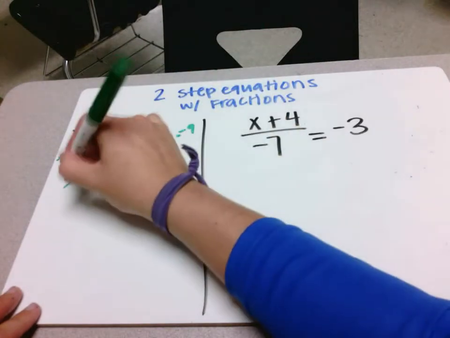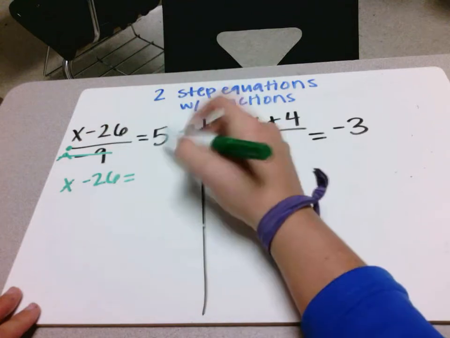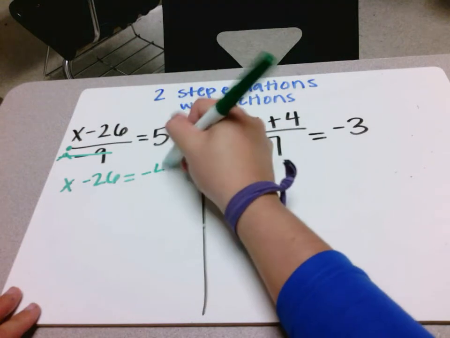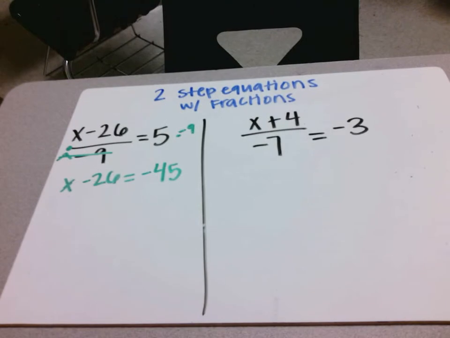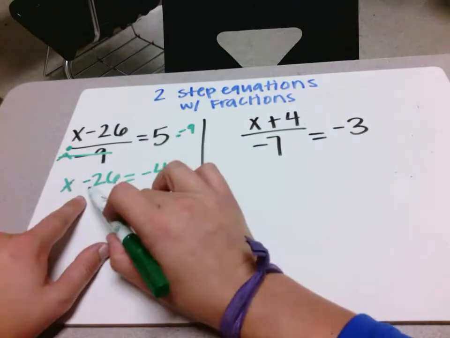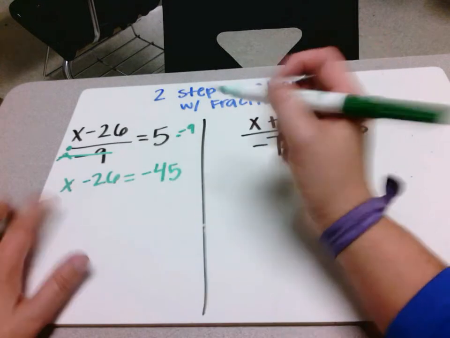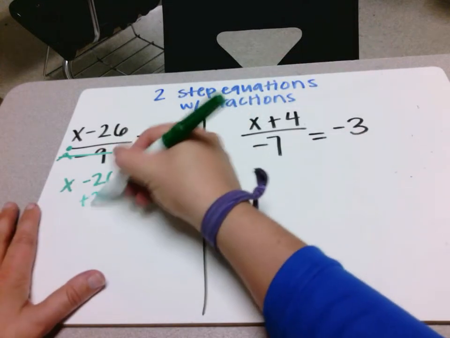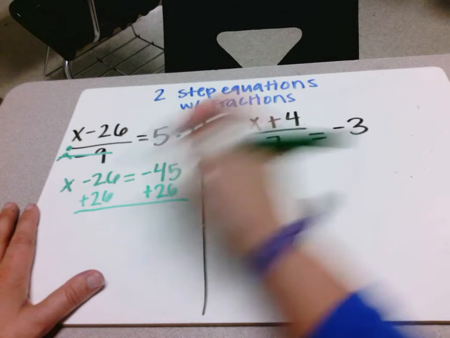So now I have x minus 26 equals 5 times negative 9, which is negative 45. Once I'm here, I have a simple one-step equation. I can look at this number. It's that 26 is being subtracted from my variable. The inverse operation of subtraction is addition. So I add 26 to both sides.